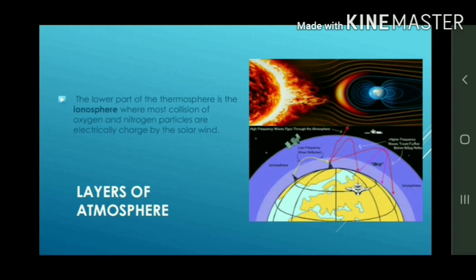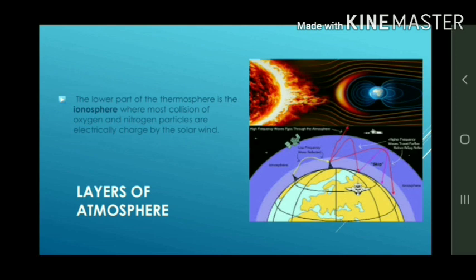The lower part of the thermosphere is the ionosphere, where most collisions of oxygen and nitrogen particles are electrically charged by the solar wind. The reason is that in the ionosphere, the speeding electrons collide violently with gas atoms. This gives the gas atoms energy, which causes them to release both light and more electrons.